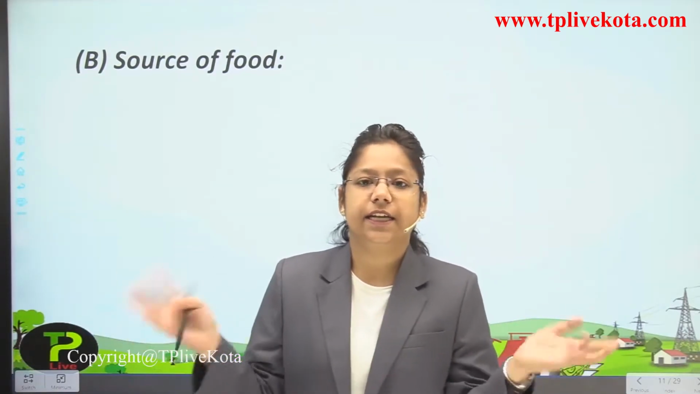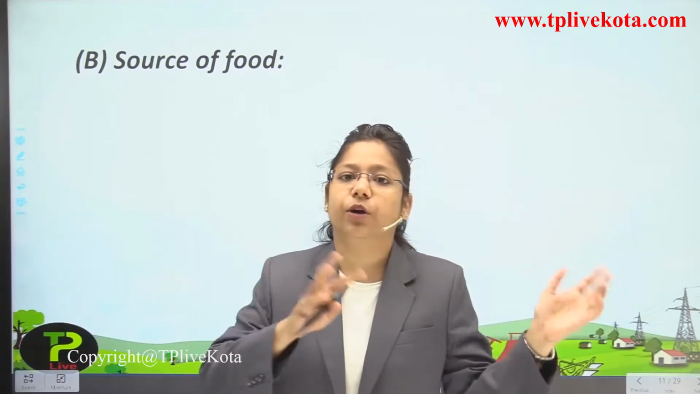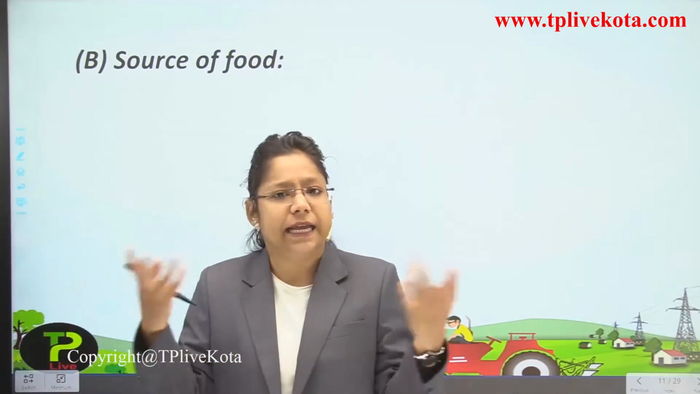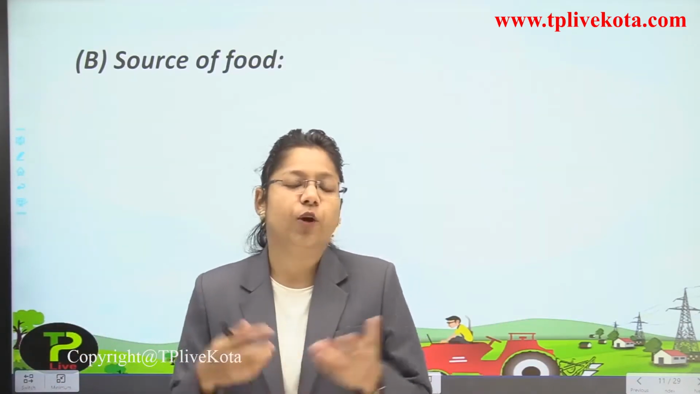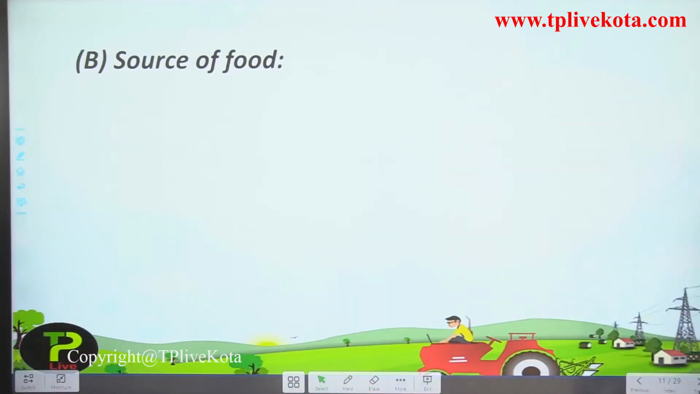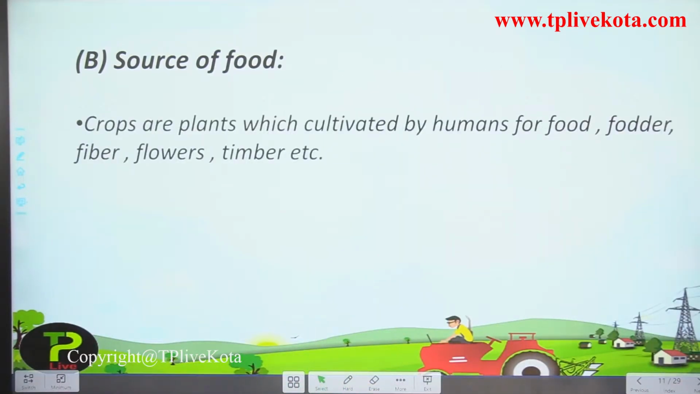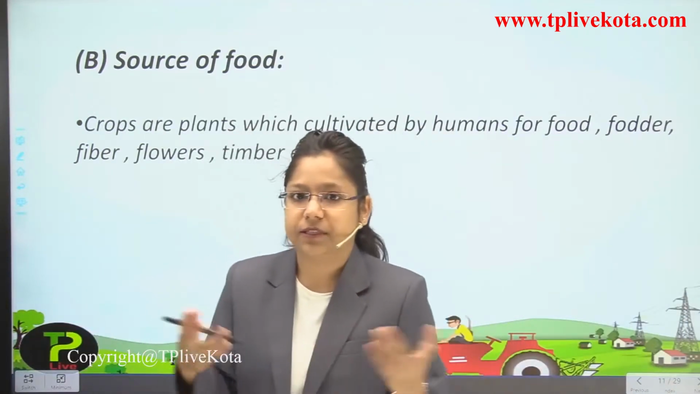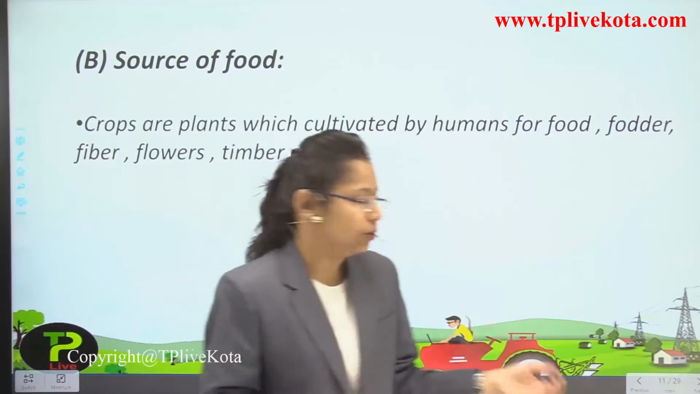Okay, so we can eat each and every part of the plant depending upon the type of material which it contains. It can contain vitamins, it can contain divalent ions, it can contain carbohydrates, fats, fatty acids, lipids, anything else. So let us see what are the sources of food over here. Okay, so crops are planted which are cultivated by humans, can be food, can be fibers, can be flowers, anything else which I told you about.